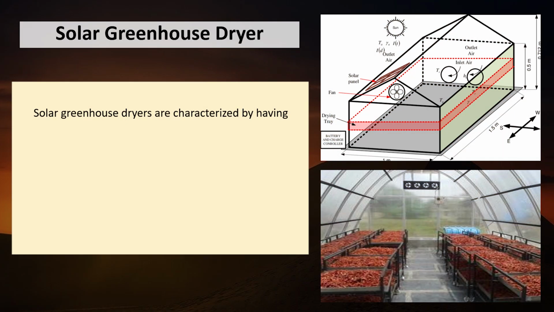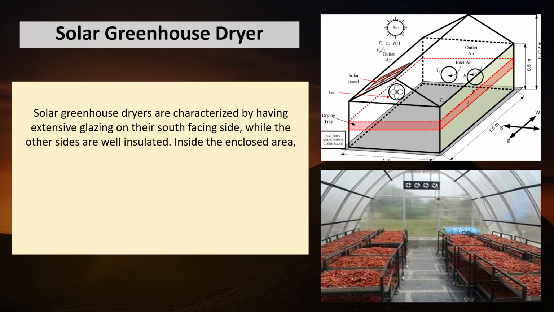Then the second passive solar dryer is the solar greenhouse dryer. It has been presented here in these two diagrams. Solar greenhouse dryers are characterized by having extensive glazing on their south facing side, because more sun radiation is available from the south side, while the other sides are well insulated.